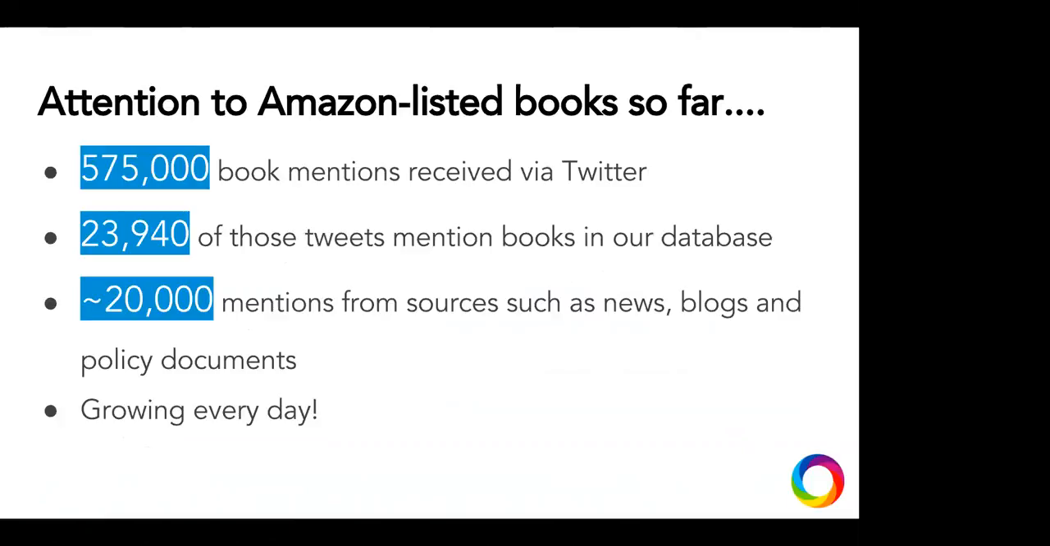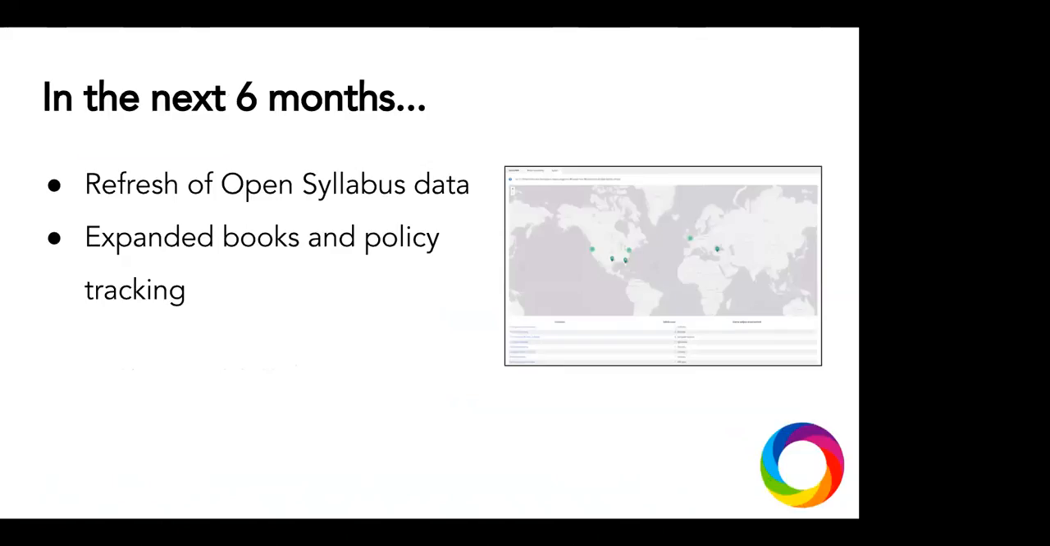That identifier typically for a book would be an ISBN or even a DOI. So when we added Amazon data, we saw huge amounts of attention, as you might expect. So far, we've seen nearly 600,000 book mentions from Twitter, and this is for the Amazon hosted version of the book. 23,940 of those tweets mentioned books in our database. About 20,000 mentions from sources such as news, blogs, and policy documents have been picked up already. And this really is growing every day. These numbers are after a fairly short period, so there's a huge amount of attention out there.